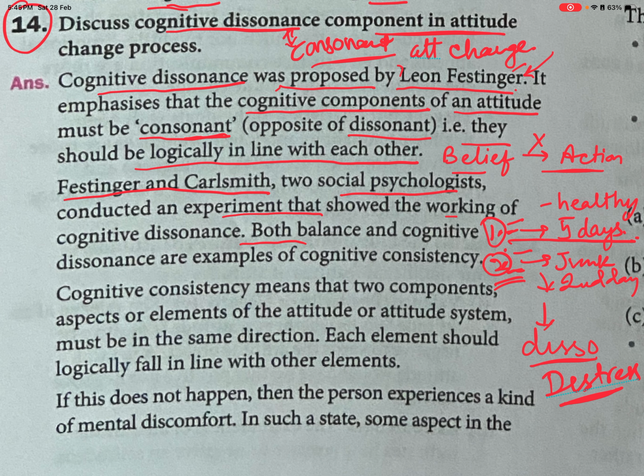Both balance and cognitive dissonance are example of cognitive consistency. So when you actually bring in the consonant, that brings in the cognitive consistency. So these are the three vocabularies here: cognitive dissonance, then the second is the consonant, and third is the cognitive consistency. You have to remember these 3 points and remember the names of the psychologists. These were the social psychologists, Festinger and Carl Smith.